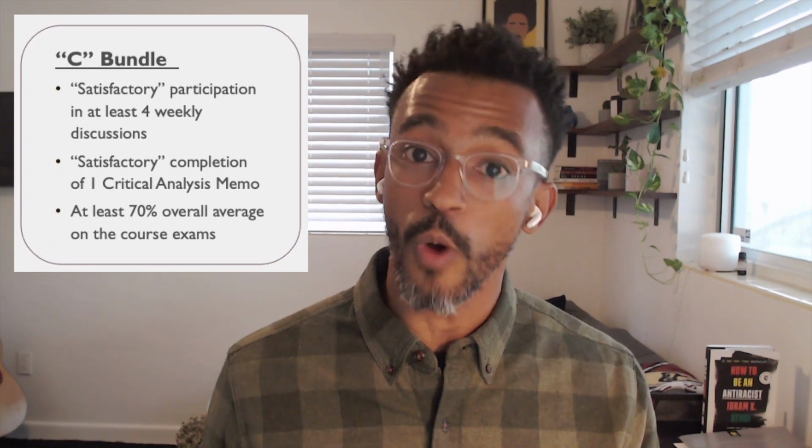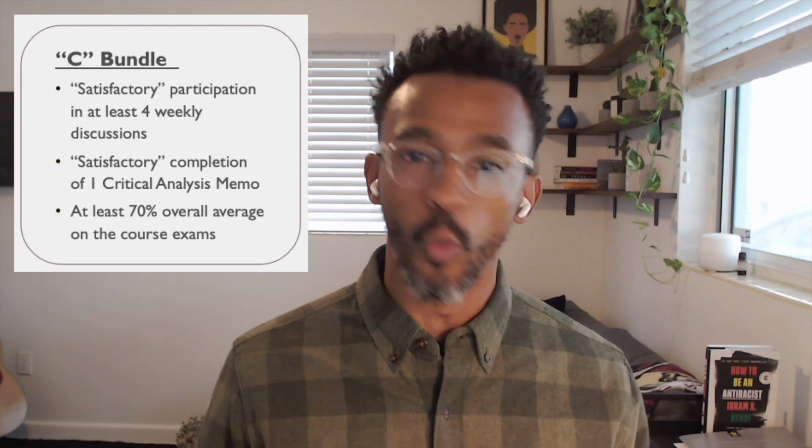Now for the D bundle, students are required to do the least amount of work, which meant just satisfactory participation at least 2 weekly discussions and at least 60% overall average on the course exams. For the C bundle, students need to meet the requirements for the D bundle as well as complete some additional work. So 4 weekly discussions, 1 critical analysis memo, and at least a 70% overall average on the exams.